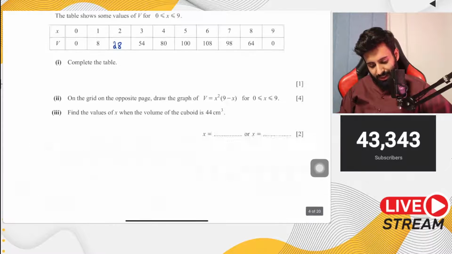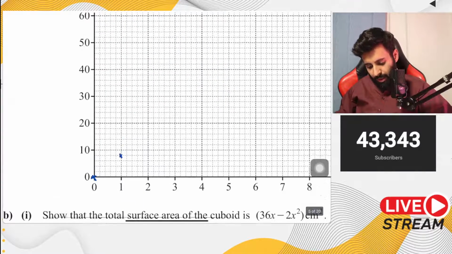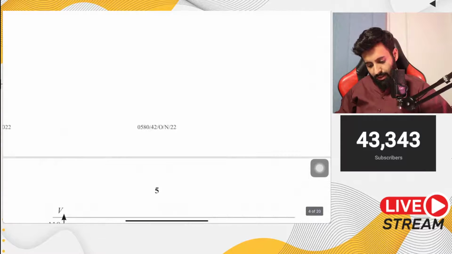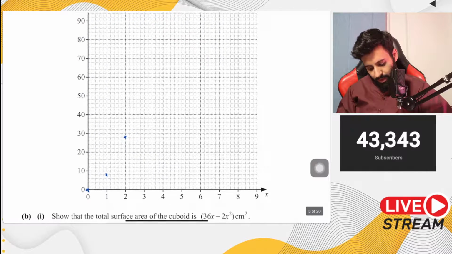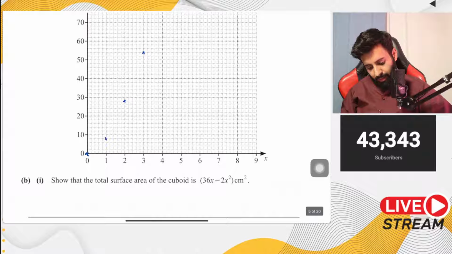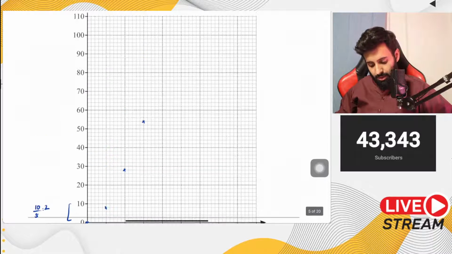At 1 it's 8, so that's going to be over here. At 2 we just worked out it's 28, so that's going to be here. At 3 we just worked out it's 54. So 54, make sure to get familiar with your scale first. Over here 10 is split into 5 small boxes, that means one box is 2 units each. 1 is split into 5 boxes, that means one box is equal to 0.2 units each on the horizontal axis.